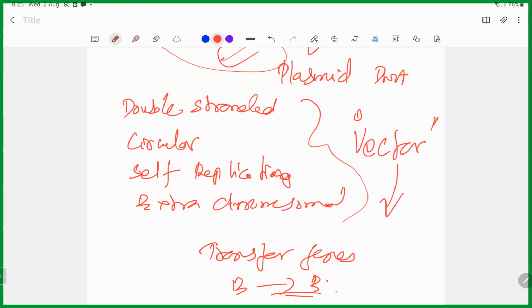Is it clear? That's why they are called vectors, vehicles. Okay, fine. Anyway, let me stop. Take care.